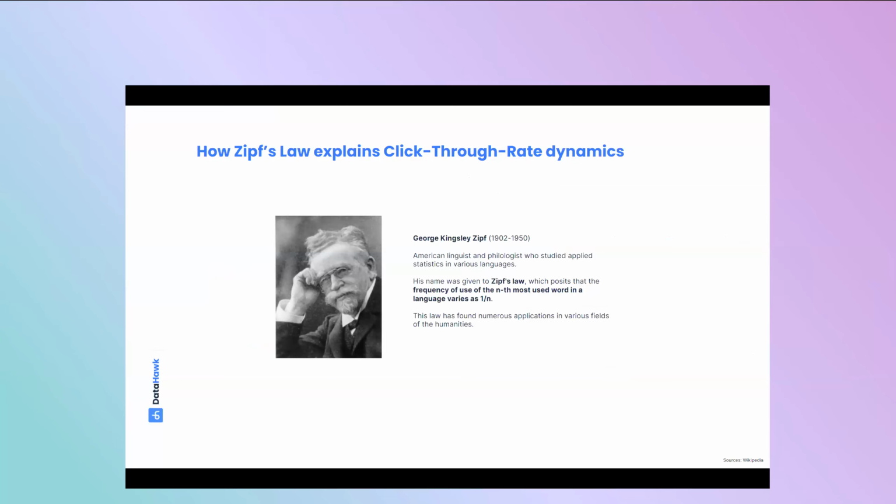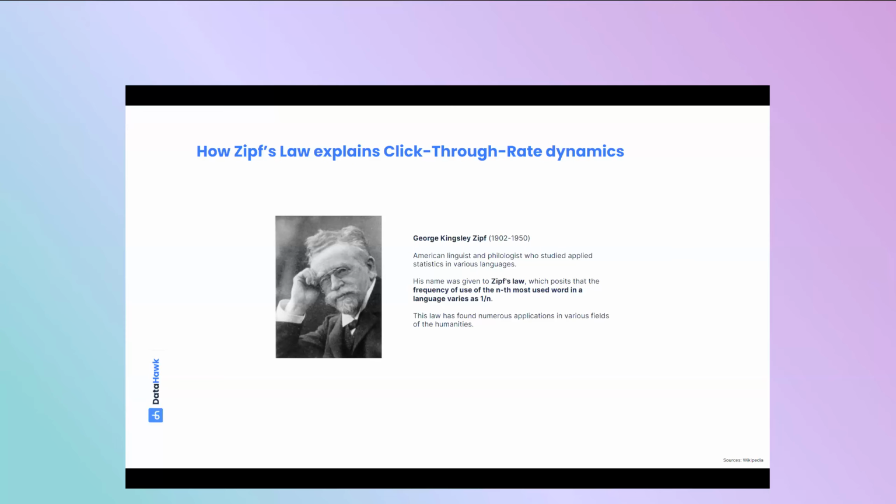And something that I find interesting is that there's this linguist and philologist called George Kingsley Zipf that came up with a very empirical and interesting law called Zipf's law, which essentially posits that the frequency of use of the nth most used word in a language varies as 1 divided by n. So hear me out. It means that the second most used word in a language would typically be used 50% as much as the most popular one. And the third most popular one would be used 33% as much, and so on and so forth.